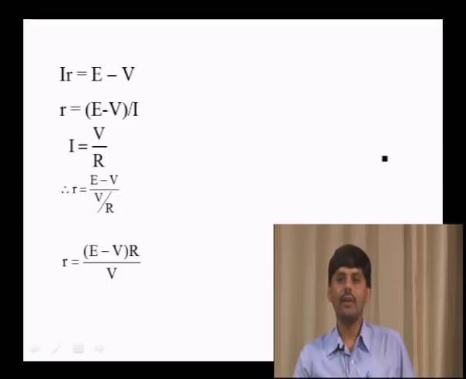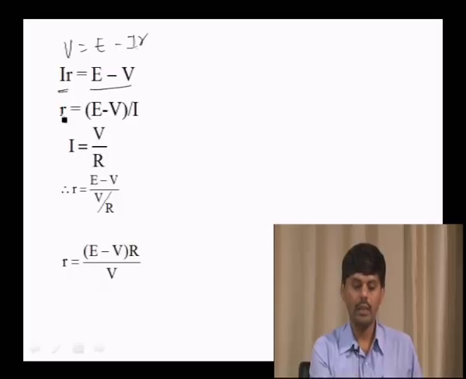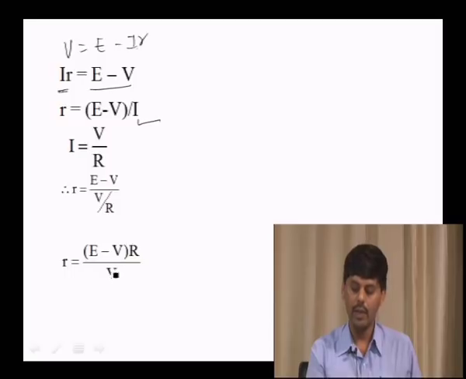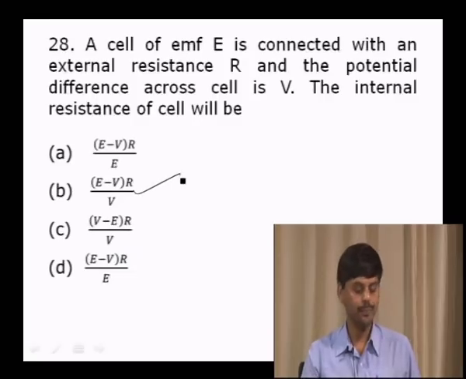Okay. See, we have a basic formula, that is V is equal to E minus Ir. If you shift Ir over here, it is becoming E minus V. Therefore, r is equal to E minus V divided by I. But we know that from Ohm's law, I is equal to V by R. In place of I, you substitute V by R. R will go up. It is becoming E minus V into R whole divided by V. Therefore, the correct option is B. This is the correct option.